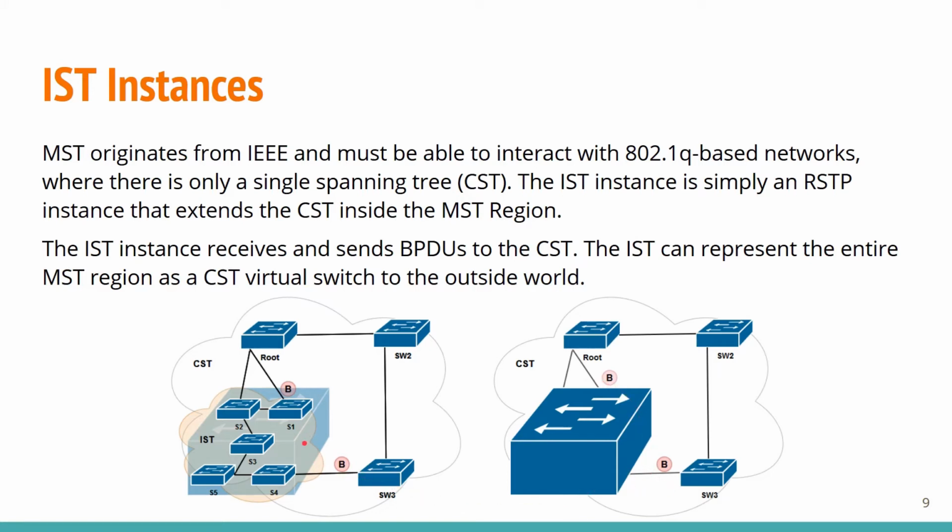But if we consider this network as it is without IST, having 5 more switches, we would expect this interface, for example, to be blocked somewhere here inside. But in reality, with the MST region and with all these IST instances and CST, we have this CST virtual switch, and it interacts with the outside world and it blocks these 2 uplinks in this topology.